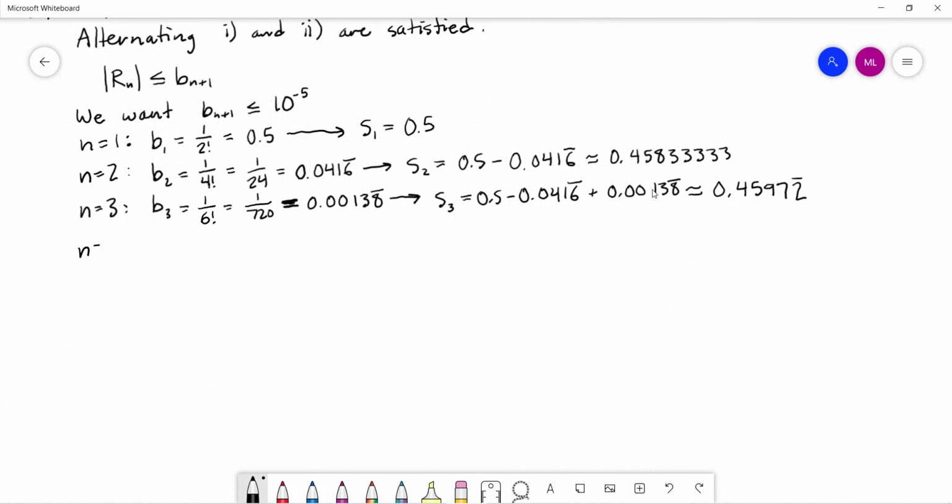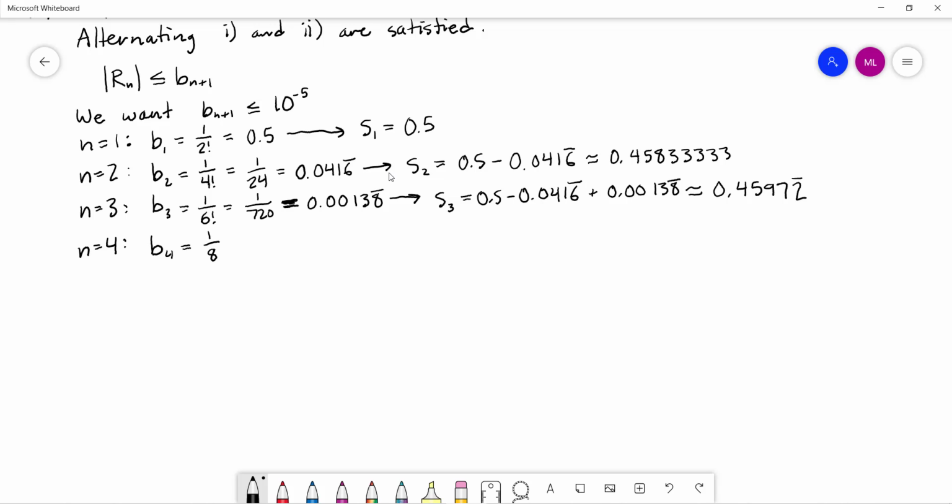Okay, let's go to n equals 4. And notice, I know that I still need to keep going because my third term here, b sub 3, is not smaller than 10 to the negative 5th yet. I'm still at 0.001. This is on the order of 10 to the negative 3 right now. But by the time we get to b4, what do we get?